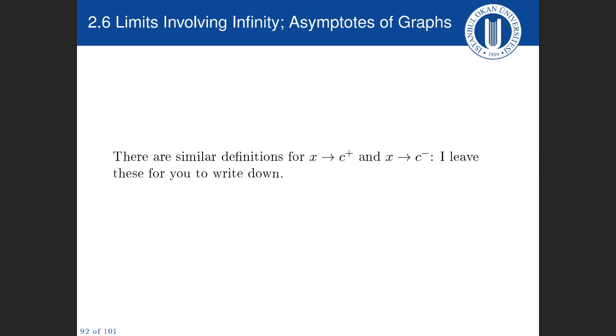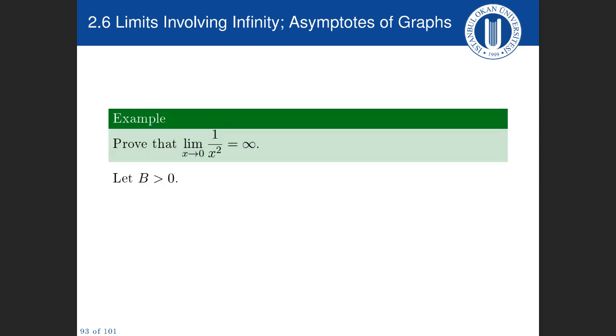There are similar definitions for the limits as x tends to c on the right and x tends to c on the left, but I'm not going to dwell on those. I'll leave those for you to write down. I want to move on to this one.